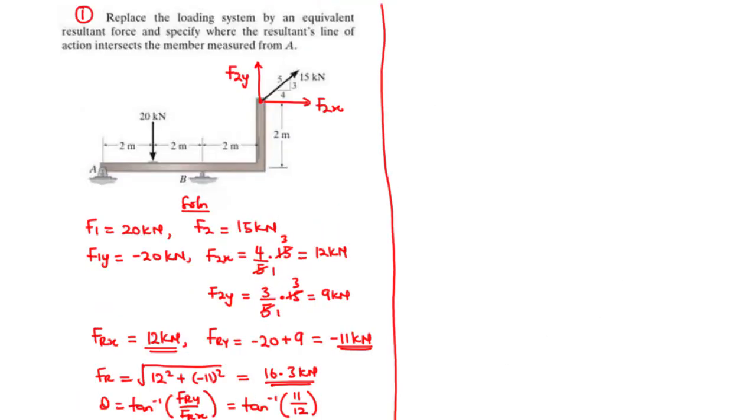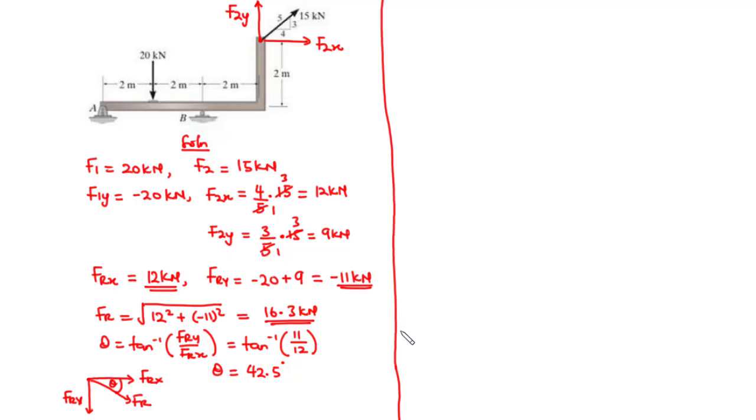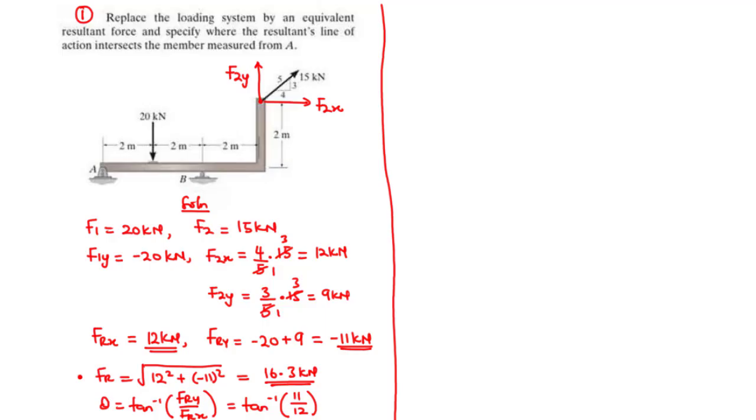Now we've been able to find the equivalent resultant force, that is Fr. The next thing we are going to do is to specify a distance away from A, where the line of action of the resultant force intersects the member measured from A. So in doing that, we are going to find the moment of each of the forces given in the question about A and then sum them up. And then we equate that to the moment of the resultant force about A.